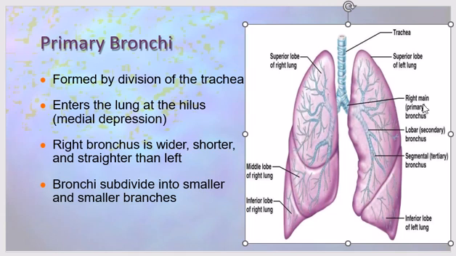I am repeating the right main primary bronchus. Actually the diagram is a little bit wrong over here. The right one is here and the left one is here. This means the right main primary bronchus is this, and the left main primary bronchus is this.